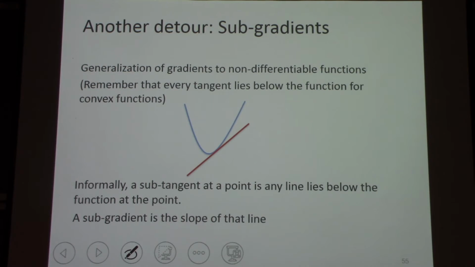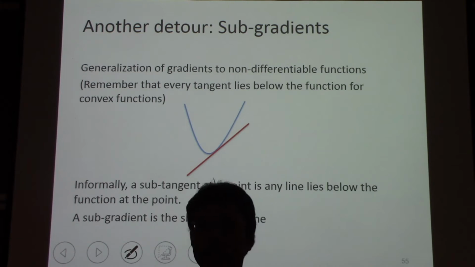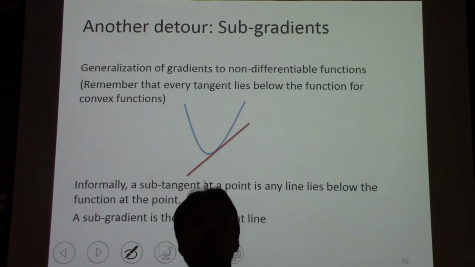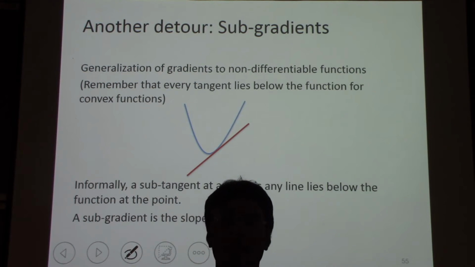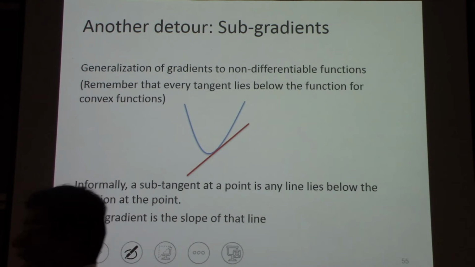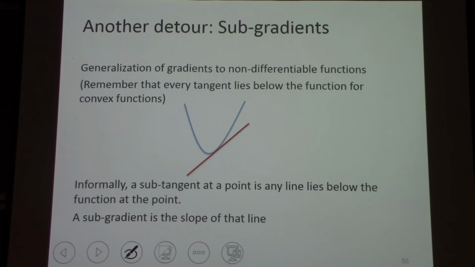Now, a subtangent is a generalization of this idea of a tangent. It's any line that touches the function at that point. Remember, now we've gone from lines to hyperplanes. We're going to n dimensions. A subtangent is any hyperplane that just touches the function at that point and lies below the function everywhere else. And the subgradient is simply the slope of that line. In fact, all those lines. That's the geometric idea. Questions? So we must touch the function. Yes.